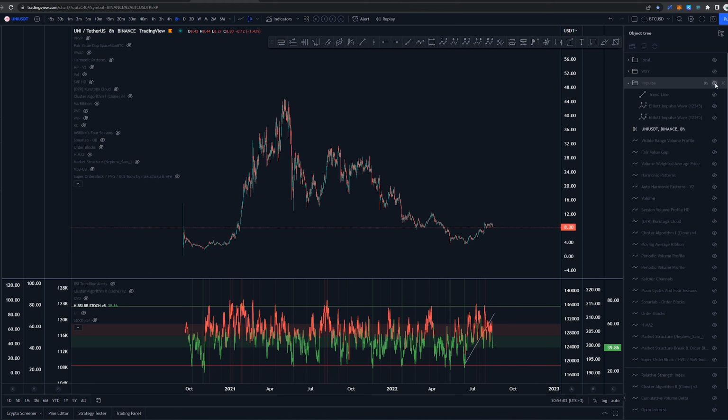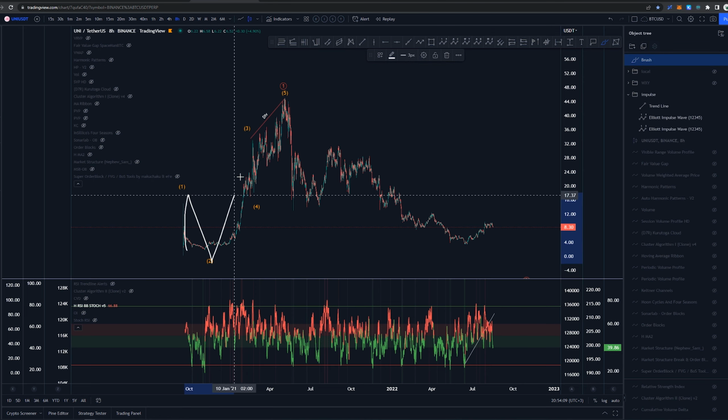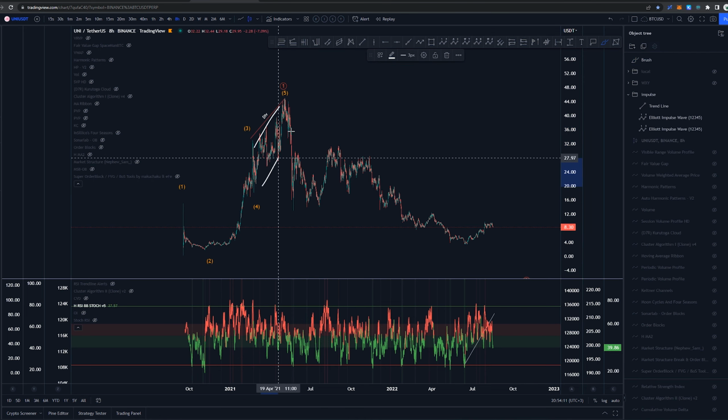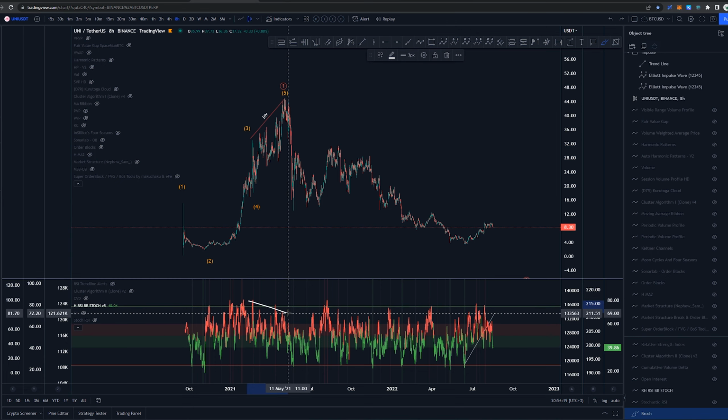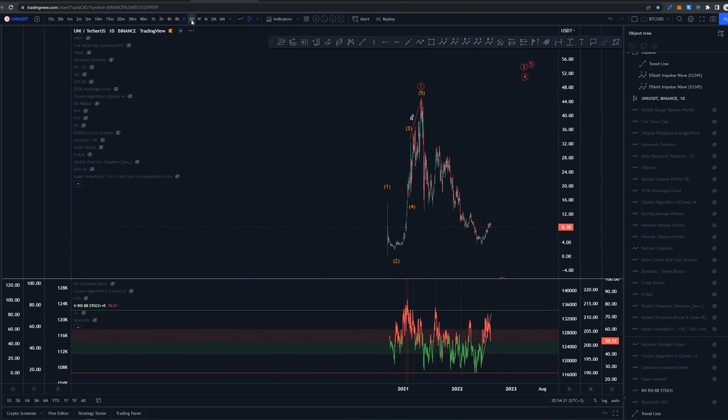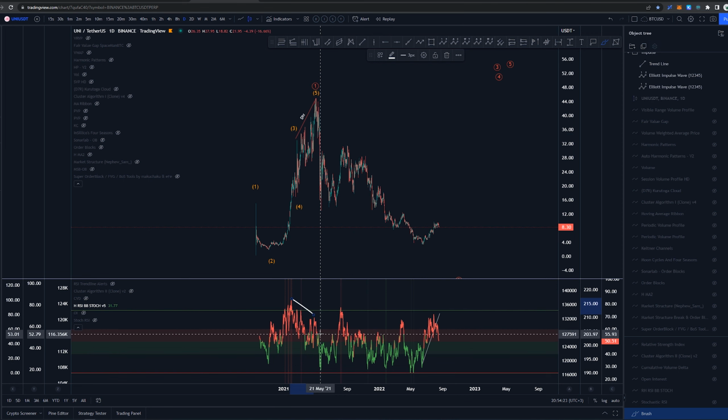Starting here on higher time frame, currently on the 8-hour time frame, having this as a 1, 2, 3, 4 and 5. We're going to be having some kind of ending diagonal here on the 5th. I'm not going to go too much into detail. What we need to see here is some kind of divergence on 8-hour and daily, and that is good enough for me.